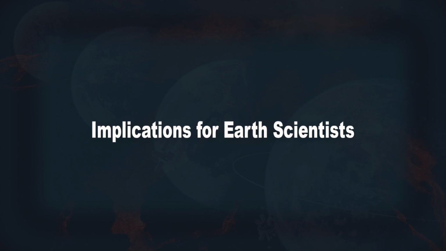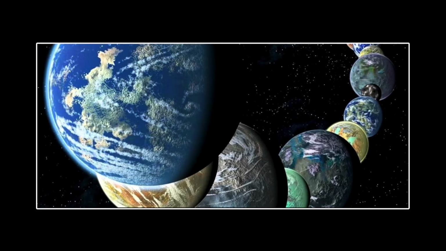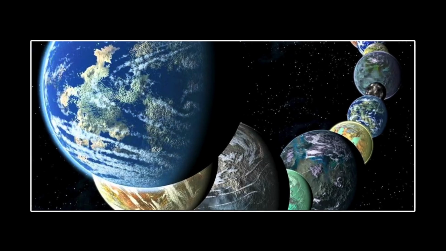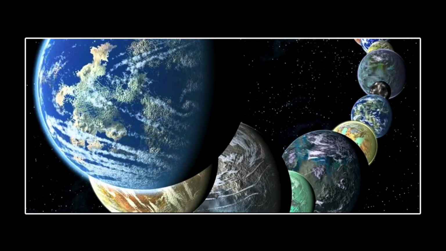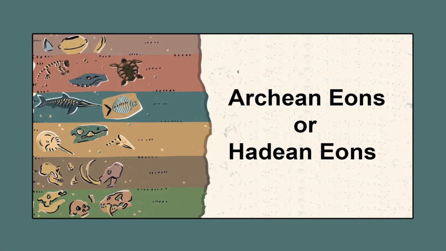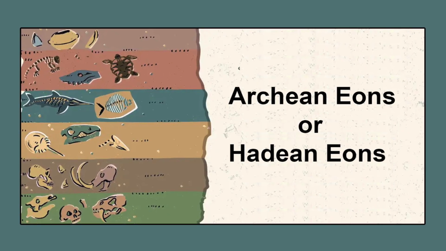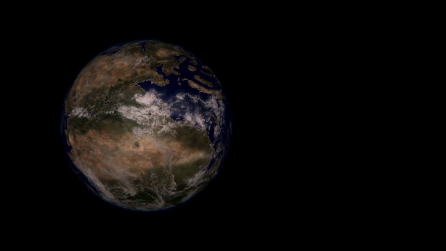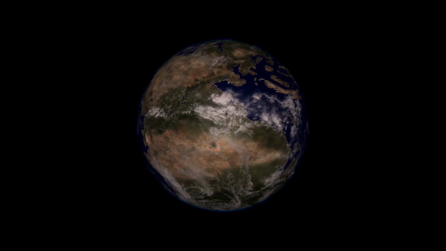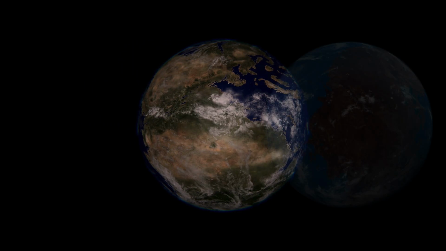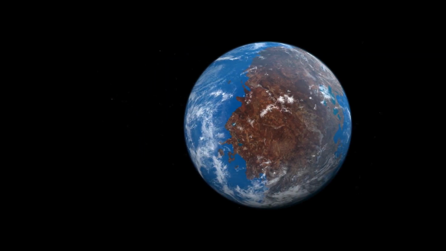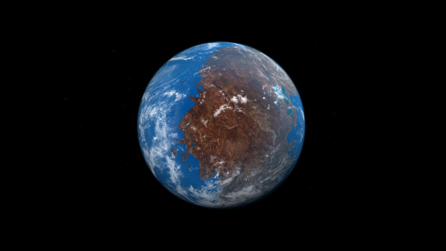Let us look at the implications of plate tectonics for earth scientists. For scientists studying earth's history, plate tectonics is a powerful tool to explain how the earth has changed over time. But when looking at the oldest parts of the earth's history, such as the Archean or Hadean eons, they need to be careful. The earth back then was very different, so applying modern tectonic ideas without adjustment may not work. In those cases, scientists must also consider other models that fit the unique conditions of the early earth.